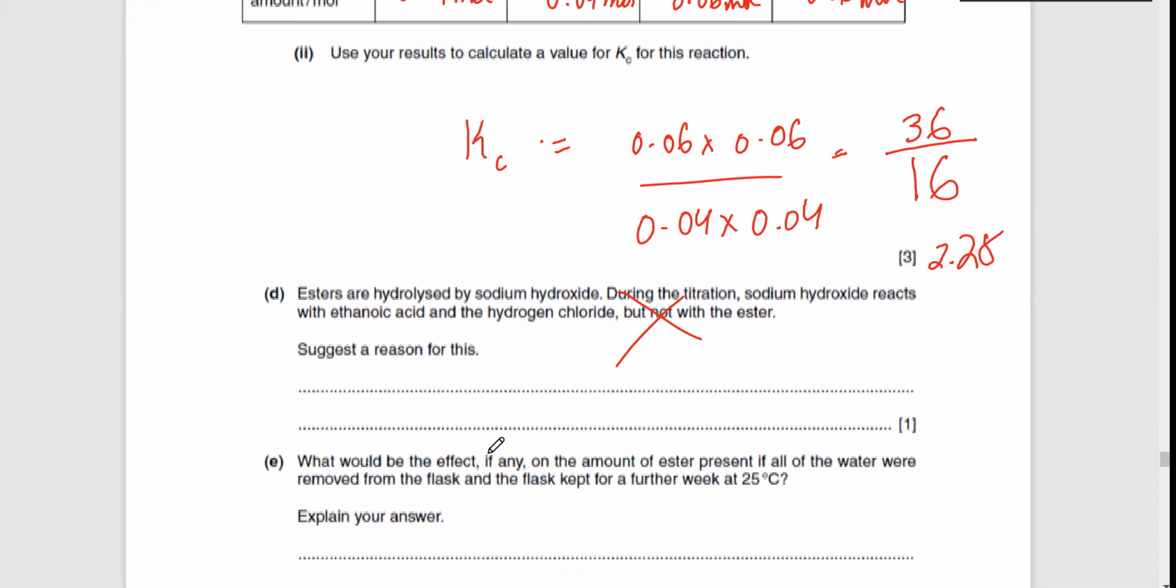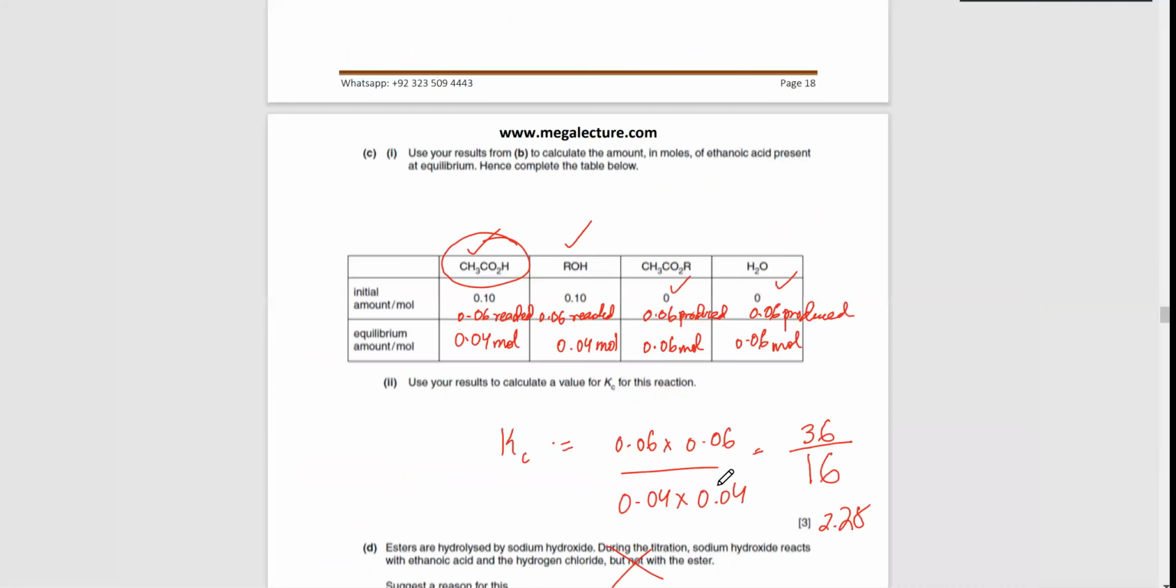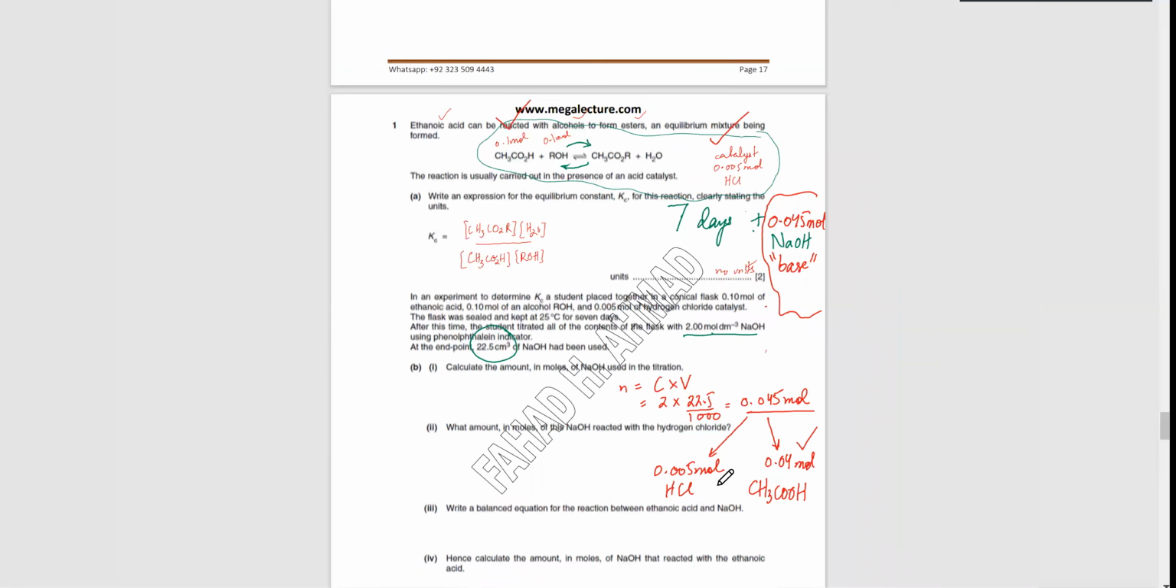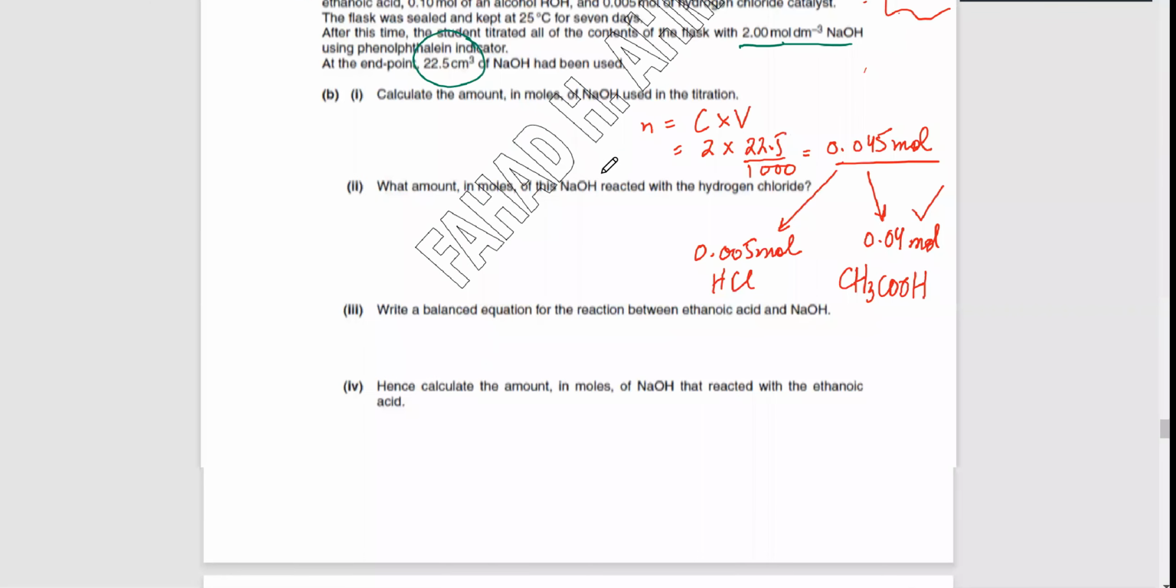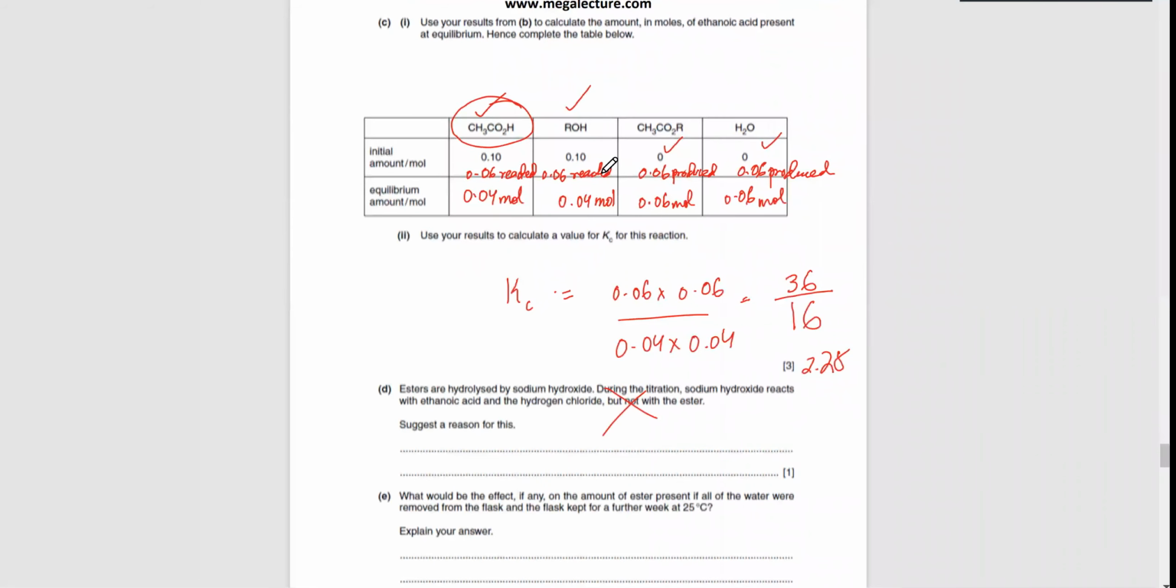Part E. What would be the effect, if any, on the amount of ester present if all the water were removed from the flask and the flask kept for a further week? So it's about Le Chatelier's principle. If you remove water, it's going to make more water. So more forward reaction is going to happen. I mean, if you remove water, the backward would stop immediately because you don't have water. So how would the backward reaction happen? So the forward is going to be favored, and in that way, more ester is going to be produced. So that's the answer to this particular question.